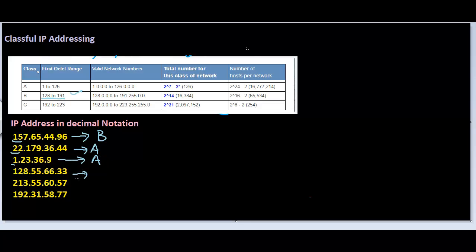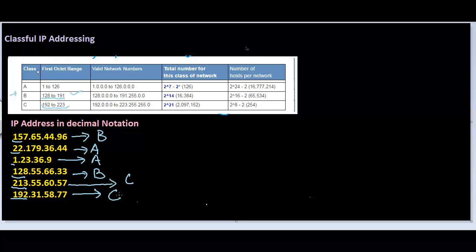This is starting with 128, and 128 means what? This is a class B IP address. And how about this one? This is starting with 213, and anything between 192 to 223 is what? It is class C. And this one is starting with 192. So anything starting with 192 is what? It is class C. So this is also class C.